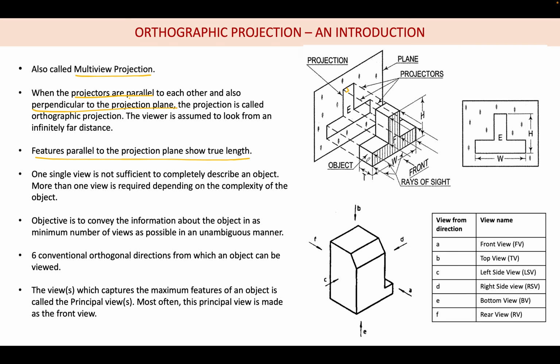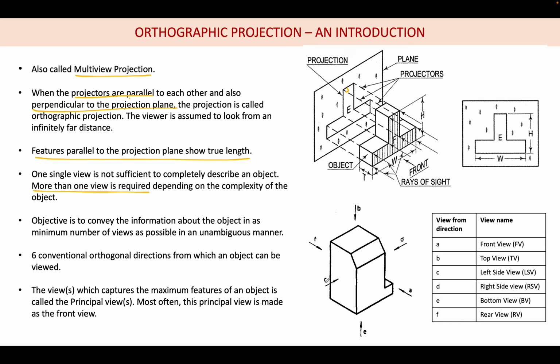But one of the disadvantages of orthographic view is that one single view is not sufficient to completely describe the object. So more than one view is required, depending on the complexity of the object. For example, with this object itself, by looking at the front, can you describe this object fully? The answer is no, because you cannot know about other features.